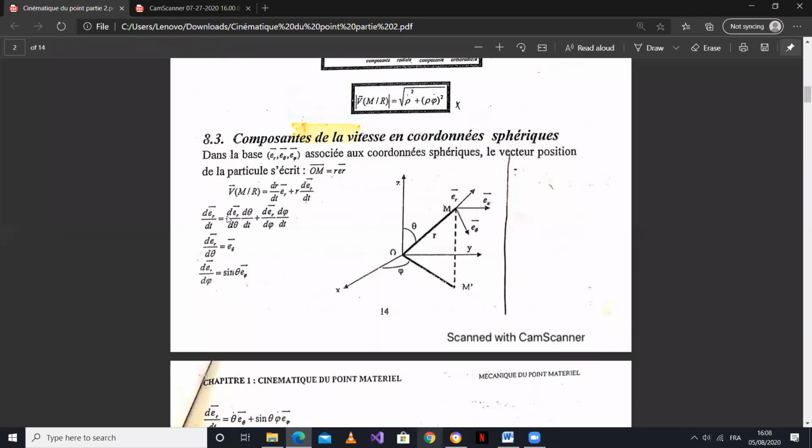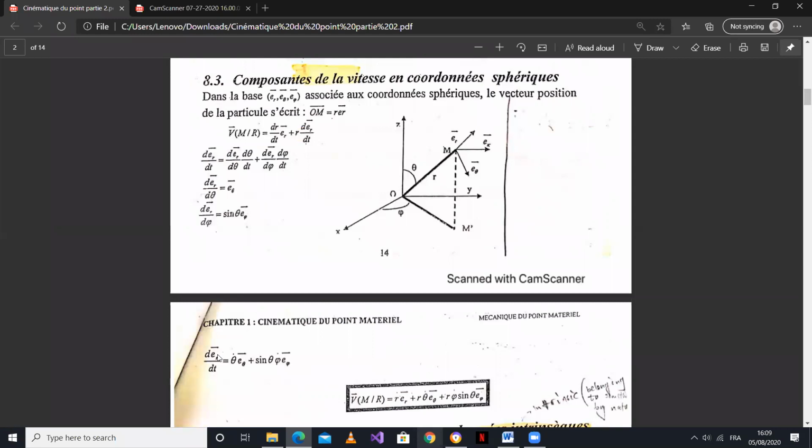Then we calculated dER/dθ. This is where our friend got the expression, and we saw that dER/dθ is equal to E theta. And then we also derived dER par rapport à dφ, and we found that it was actually equal to sine theta E phi. And that's where we had our final expression for dER/dt being equal to theta point suivant E theta plus sine theta phi point suivant E phi. And we saw that this entire expression was multiplied by R in our first equation.